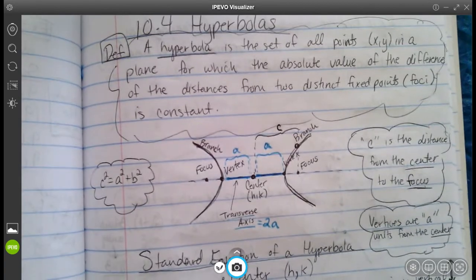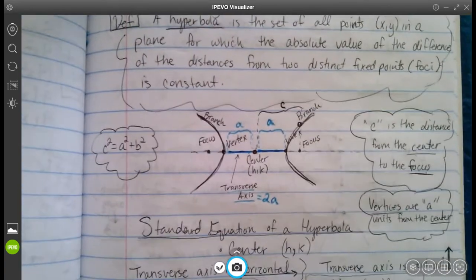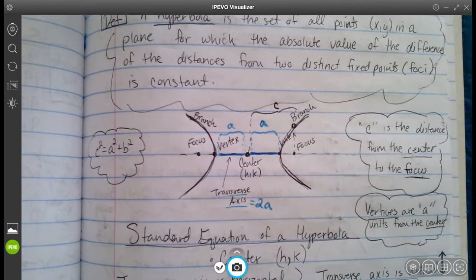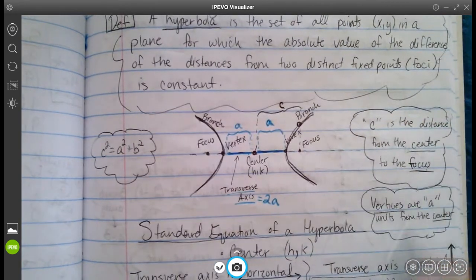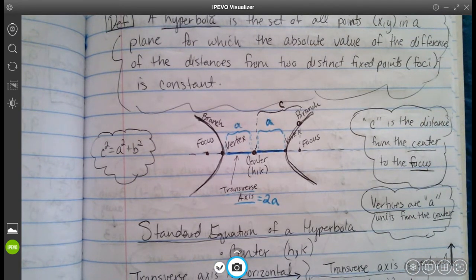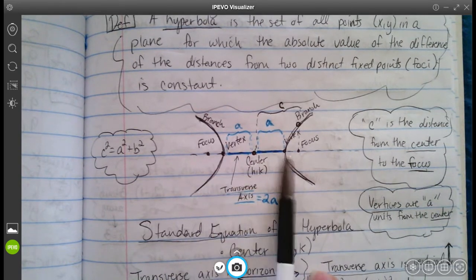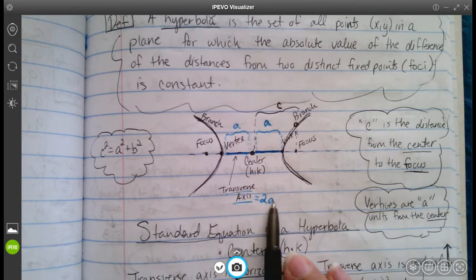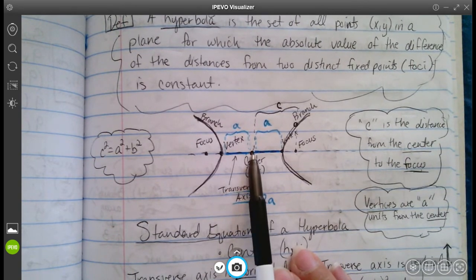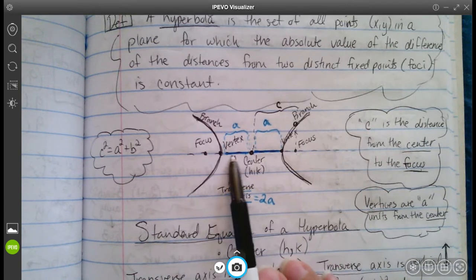So here's what a hyperbola looks like. It's kind of like two parabolas almost. And it looks like this. It can be sideways, it can be vertical. So this one that we have right here is actually a horizontal one. And you'll notice I did label a few things here. For this one, what we have is this axis in the middle. It's called the transverse axis, and it is equal to 2a, where a is basically the distance from the center to the vertex of the hyperbola, or the vertices of the hyperbola.